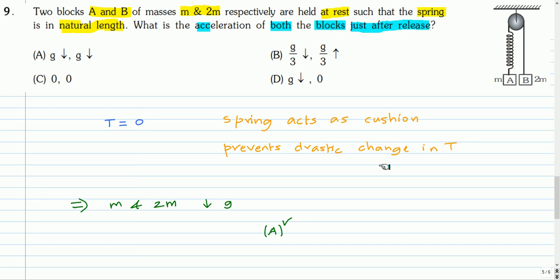So there will be a continuous increase in tension, but just after the blocks have been released, the tension will be same as the value which was there before release. So the tension will still remain 0. When the tension is 0, it's as if these two blocks are falling freely under the influence of gravity. So both these m and 2m will move with the acceleration g just after release. So the correct option is option A.